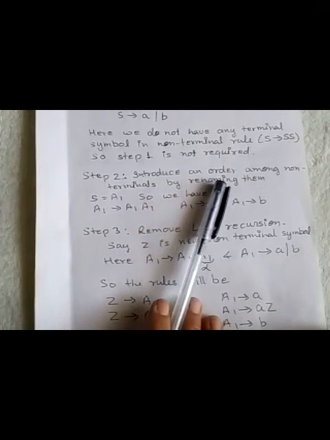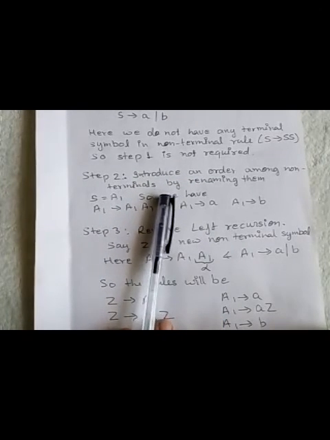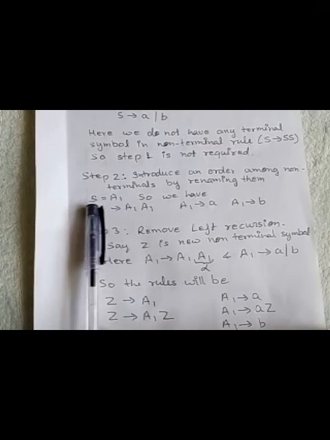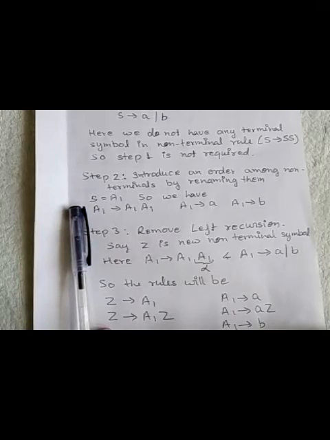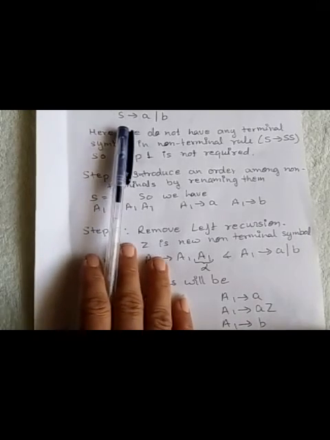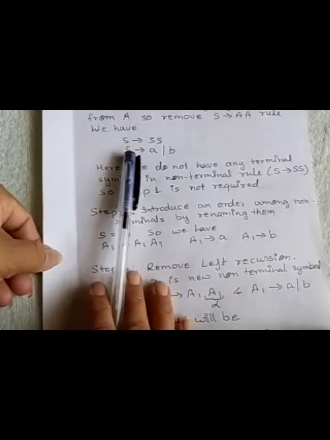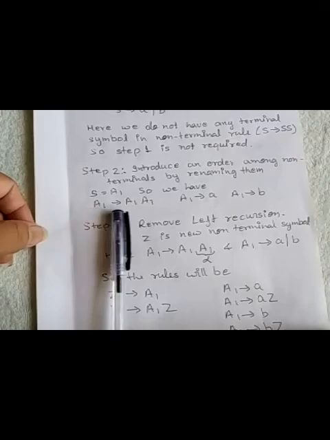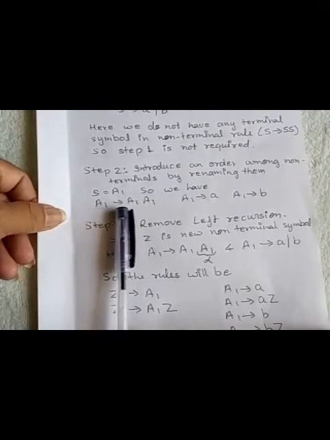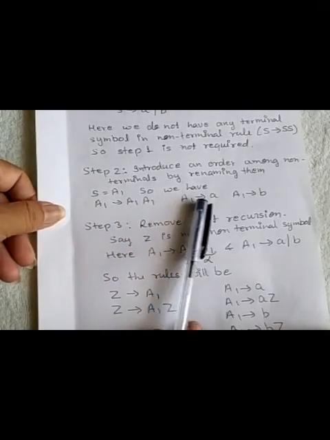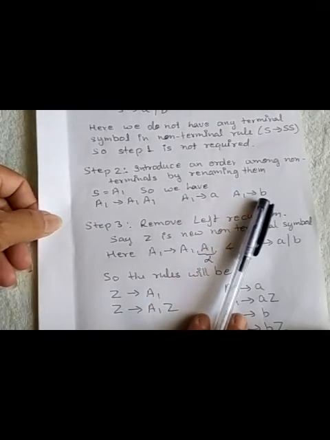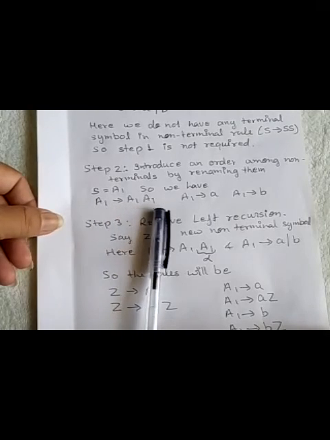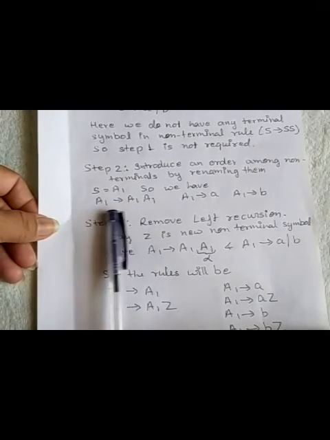Introduce an order among the non-terminals, meaning rename all the non-terminals. Suppose A1 is representing S. Here we have only a single non-terminal, right? So A1 is representing S. Now the rules will become A1 tends to A1A1, A1 tends to A, and A1 tends to B. Here again we have A1 tends to A1A1, which is a left recursive rule.